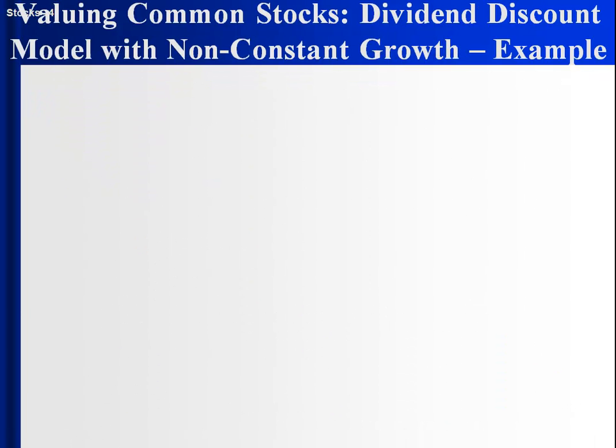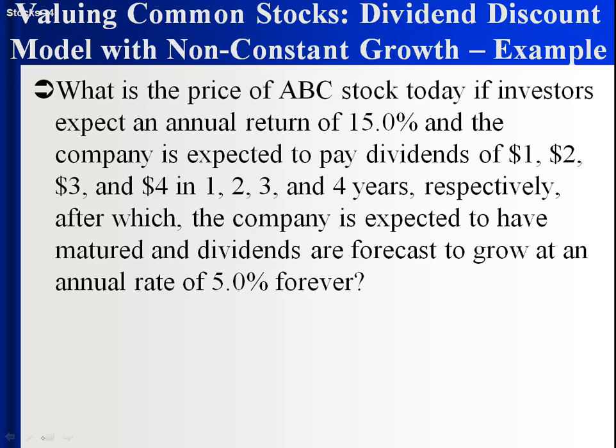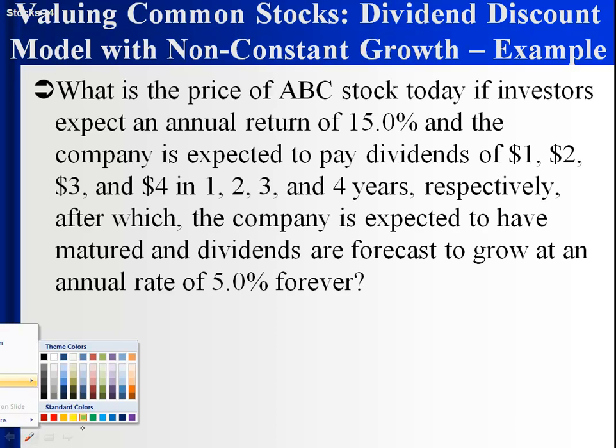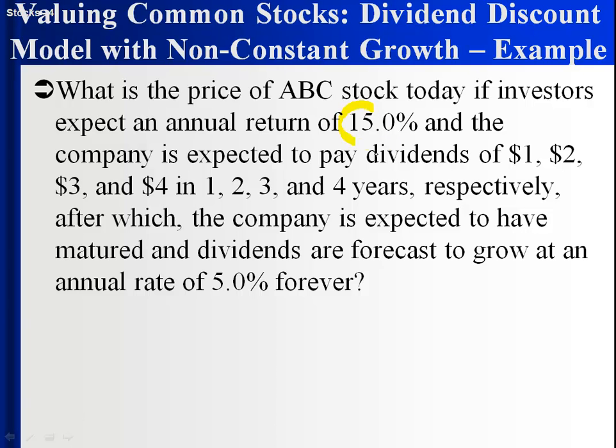So let's take a look at an example. So we have ABC stock. We went over the price today. It has expected return of 15%. It's going to grow quite nicely initially, $1 in a year, then $2. It's going to double to 2. Then it's going to increase by 50% to 3. Then it's going to increase by 33% to 4. And then after that, the company is going to have considered matured, and dividends are going to grow at a much more modest pace of 5% forever. So what's the price?